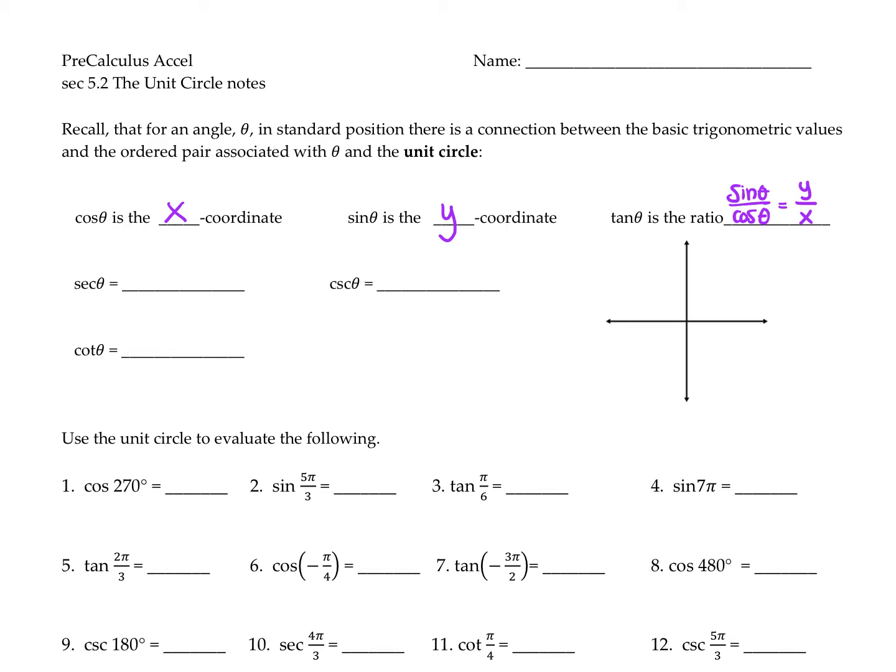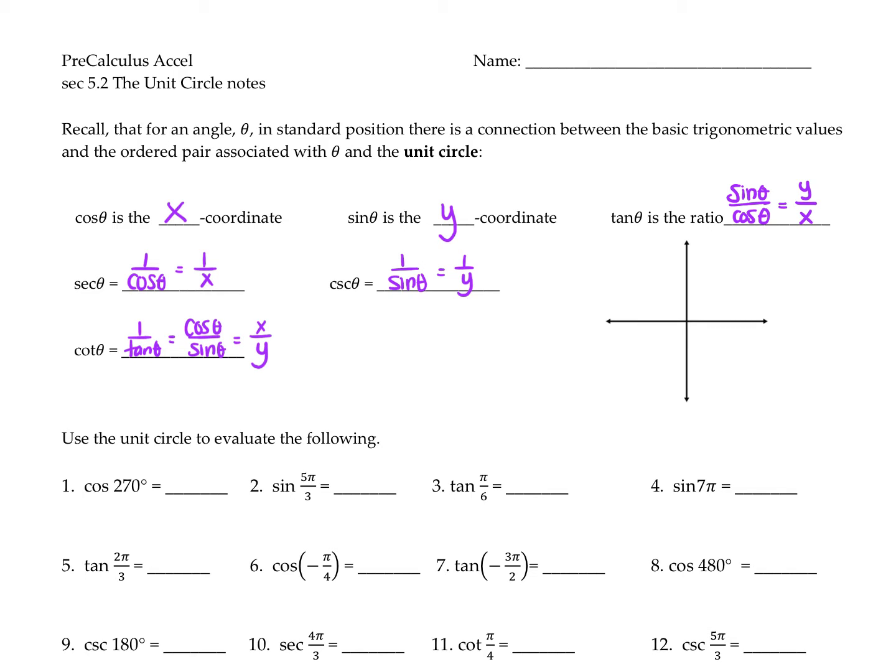Secant is the reciprocal of cosine, so it'd be 1 over cosine or 1 over x. Cosecant is the reciprocal of sine, or 1 over y. And cotangent is the reciprocal of tangent, which would be cosine over sine, or x over y.